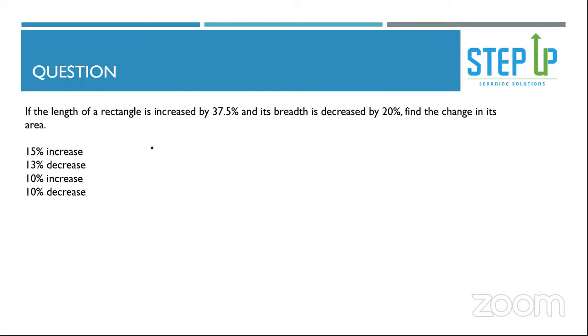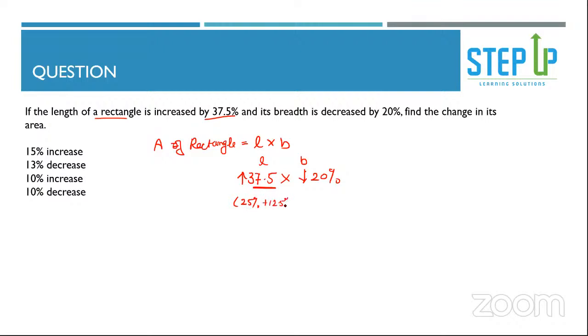What is the area of a rectangle? Area of rectangle is length into breadth. So the length of the rectangle is increased by 37.5% and the breadth is decreased by 20%. Now, what is the fraction for 37.5? We have seen that yesterday. I told you this is one of the common things, so it is better to remember it. 37.5 is a combination of 25% plus 12.5%.